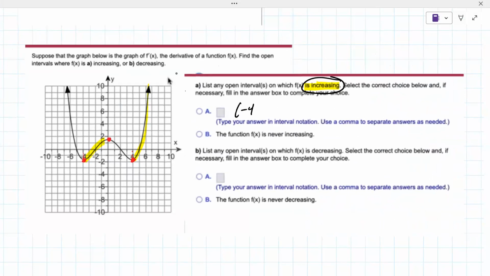So it's the X values, from -4 to 0. It's the X values. Nothing to do with the Y values, just the X values. They're -4 to 0, comma. It says to use a comma to separate your answers. New X value, 4 to infinity.